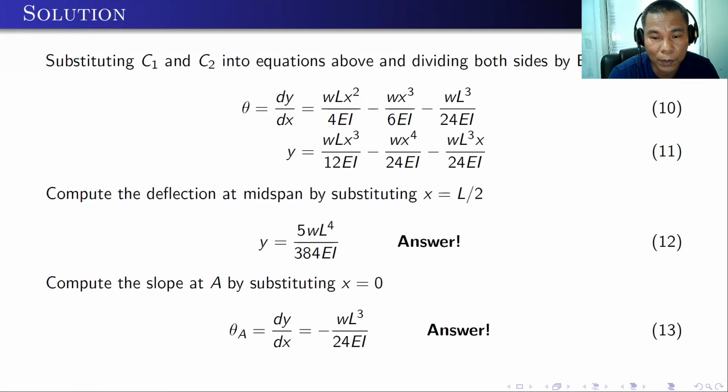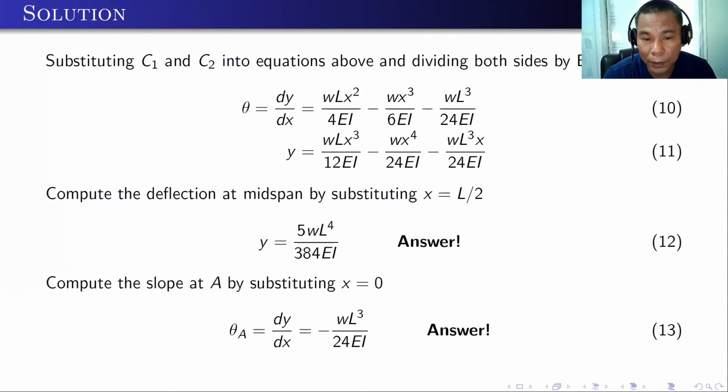Substituting the values of C1 and C2 to the two equations, equation 6 and 7, will give us these equations. This is a general equation for this particular simply supported beam with uniformly distributed loading. But we are interested in the maximum deflection located at the midspan. So if we substitute x is equal to L over 2, it will give us y is equal to 5 over 384 times WL to the fourth over EI.